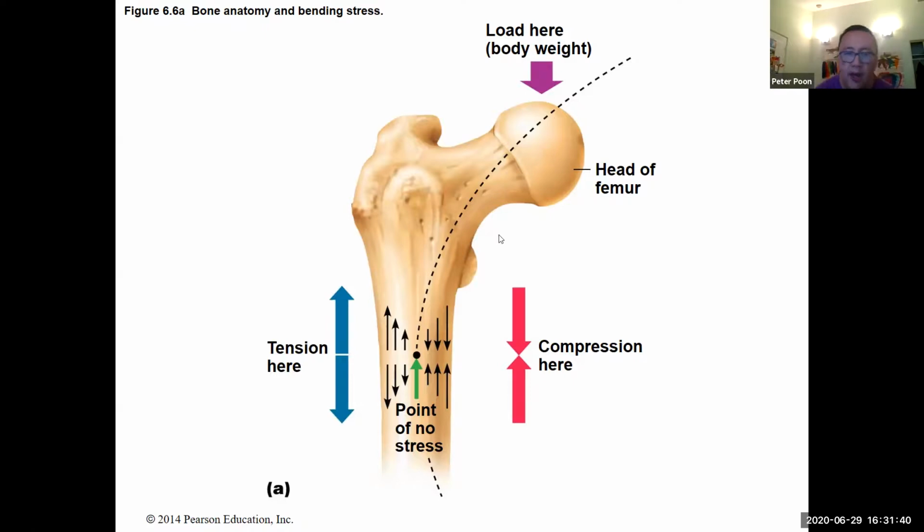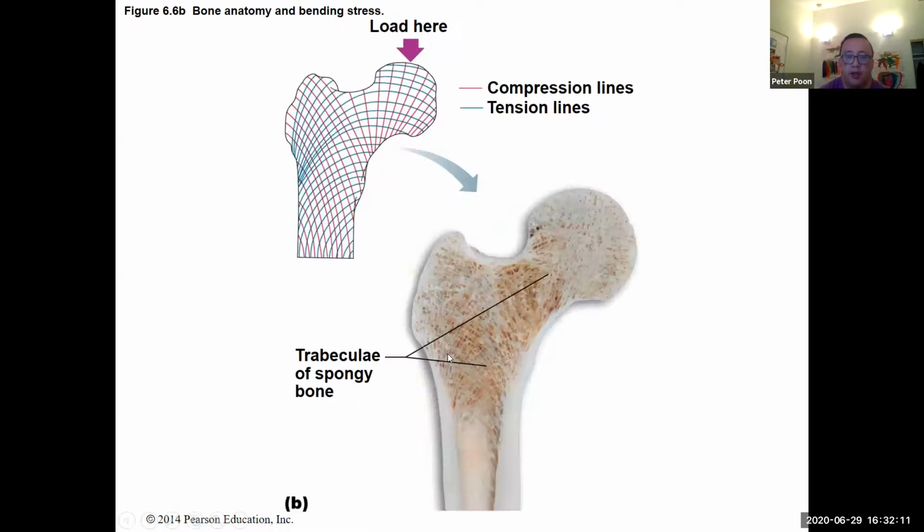If you push down this way, this area will become compressed and that area will be bent out. There'll be pulling on that side and compression on this side. Right in the middle, the forces all cancel out perfectly. That means you have no force there, no stress there. And if you look, there's no bone where there's no stress. You don't need bone if there's no stress.